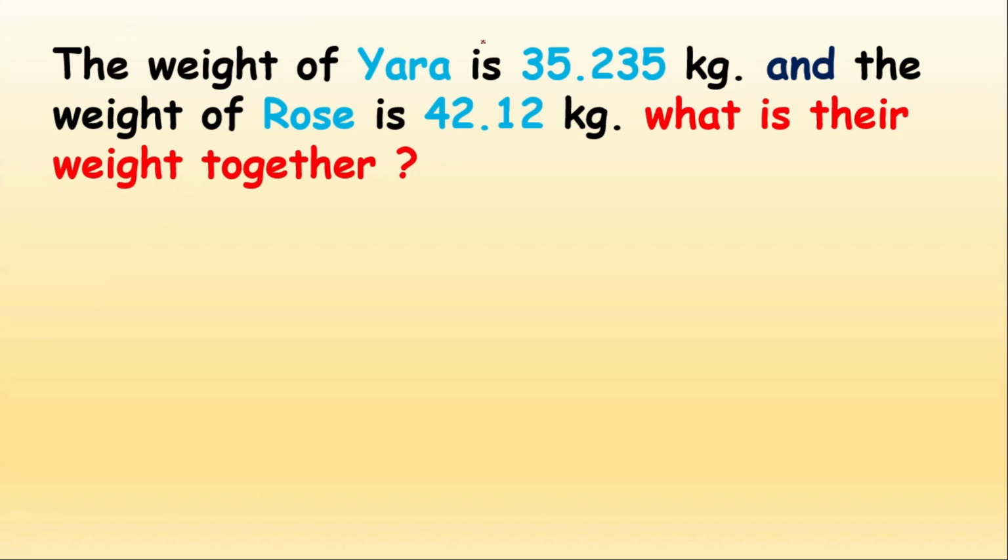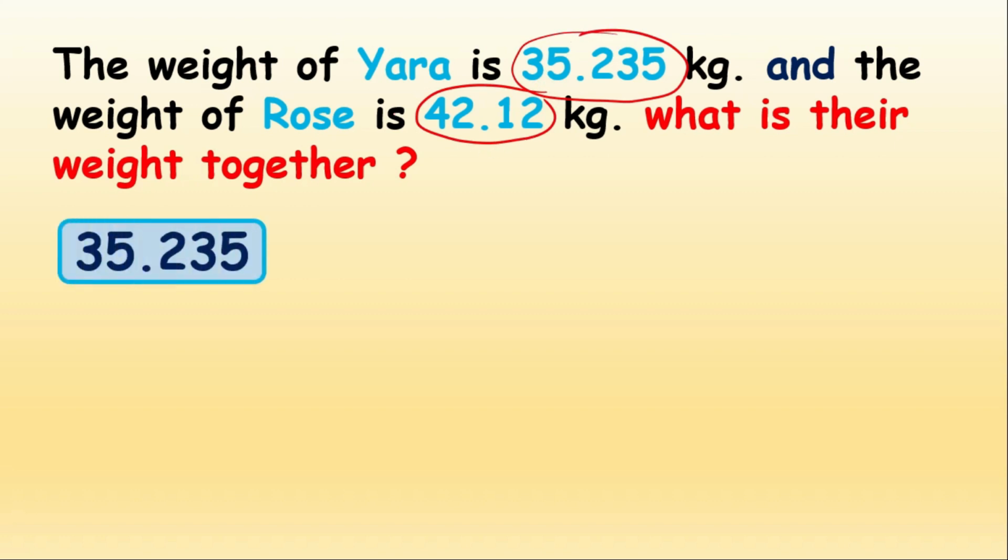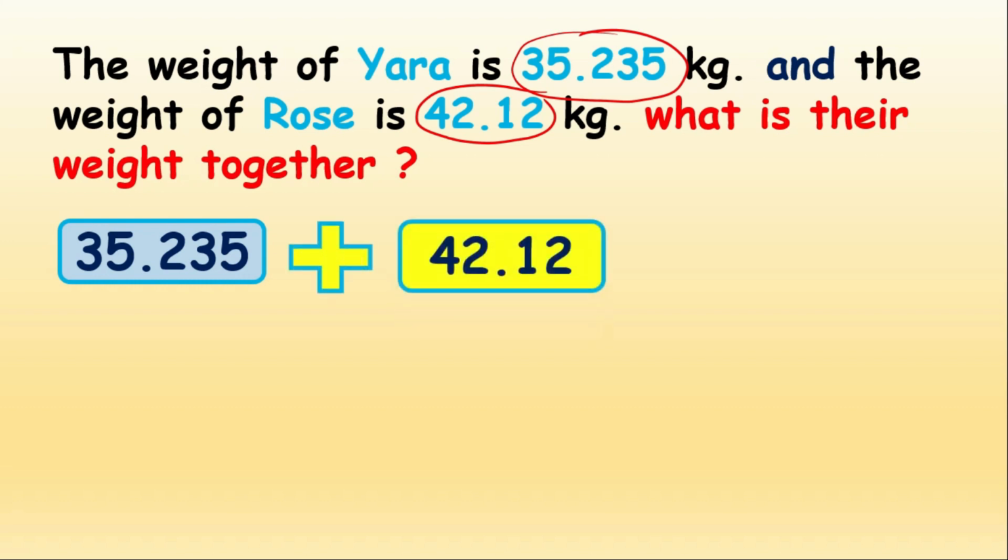Another story. The weight of Yara is 35.235 kilograms and the weight of Rose is 42.12 kilograms. What is their weight together? The same idea. We have two weights and want to find the sum. Got it? The first step, write an equation: 35.235 and 42.12, so find the total weight.